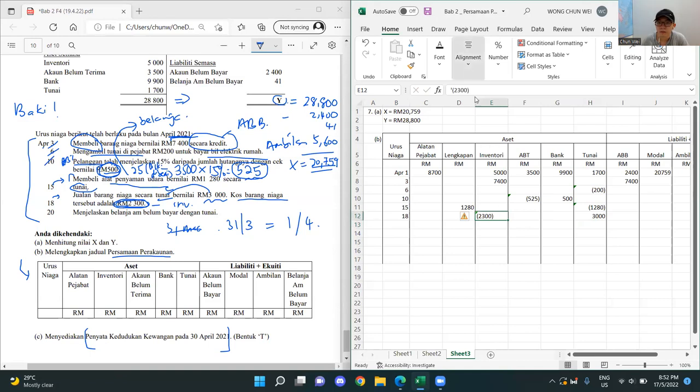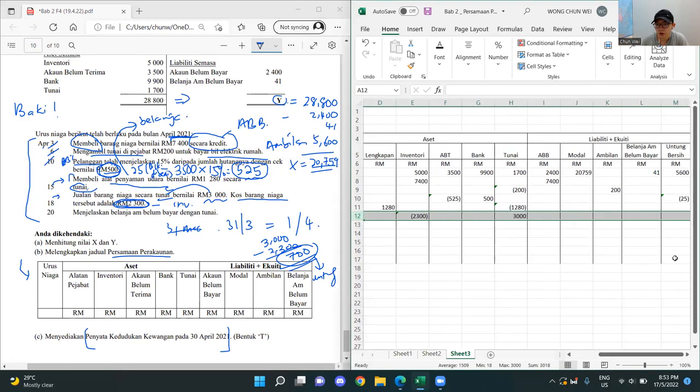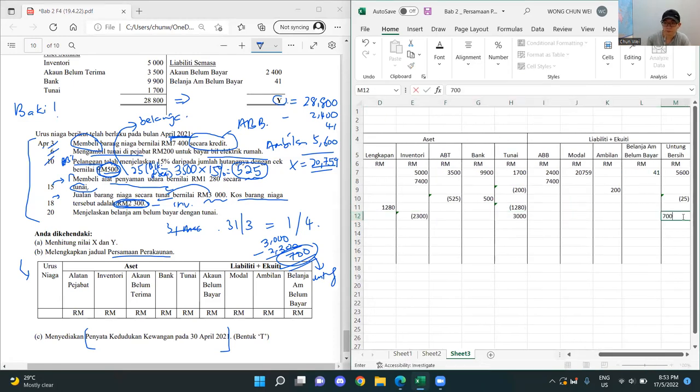Okay, with that being said, you draw 3,000, and then your cost, you minus 2,300, meaning you add 700 ringgit. This 700 ringgit is your untung, isn't it? So your hasil. So 700 ringgit you put into your untung bersih. When you try, minus 2,300 plus 3,000, you get 700. And then you compare with your equity plus liability is 700 juga.